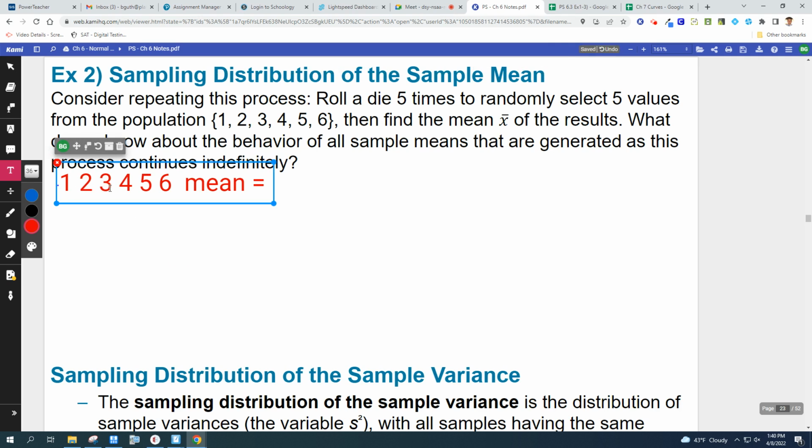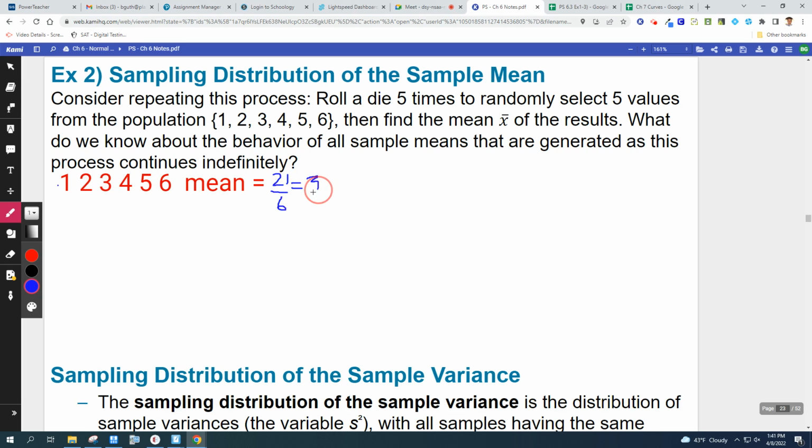Okay, if I add that up, that's 3, 6, 10, 15, 21. That's 21 over 6, which is 3.5. That's the population mean. That's mu. Okay, I know that the mean of those rolls would be 3.5. All right, if I did this a billion times, the average is going to be 3.5, the population mean. But we don't want to have to deal with a billion numbers, so we take samples.